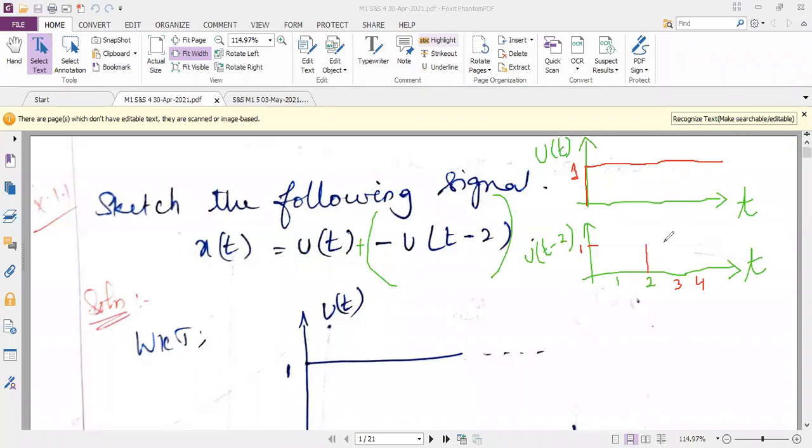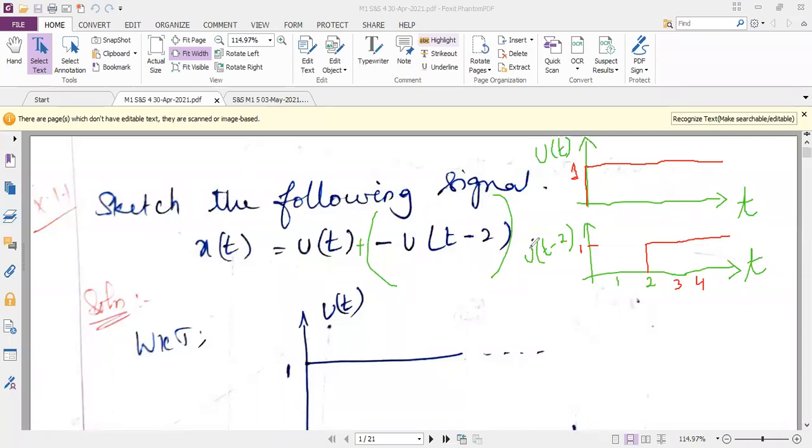See, am I right here? Just check the positive side. Am I right? Is my diagram right? You can see the screen. Yes, ma'am. Okay, fine. Now, what is the next step? I said, what is the next step? Minus of u of t minus 2.